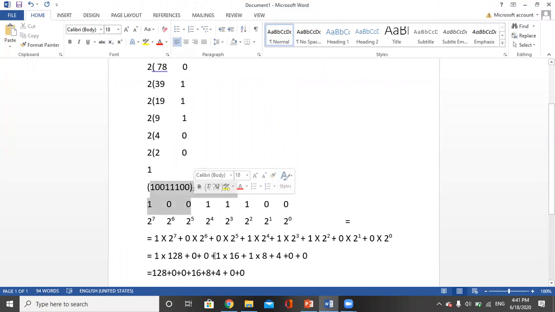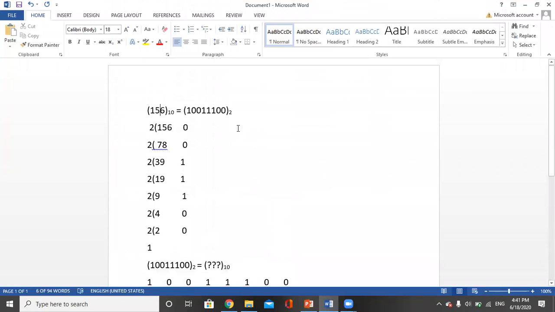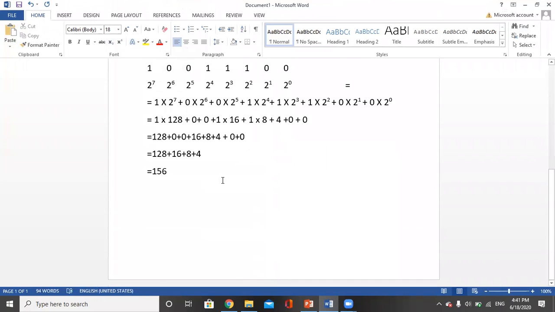This one was binary to decimal, and the other was decimal into binary. Okay guys, nice. So for you to try: convert the decimal number 234 into a binary number, and again convert the result into the decimal number.